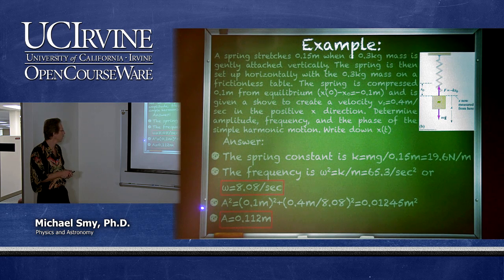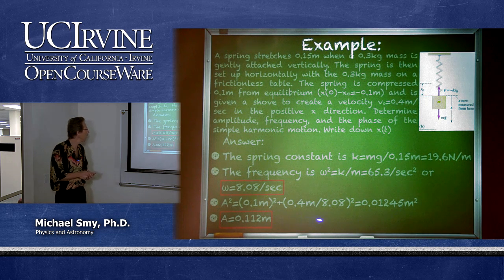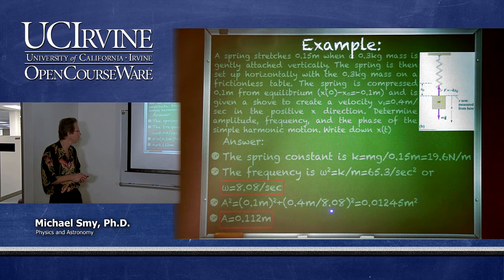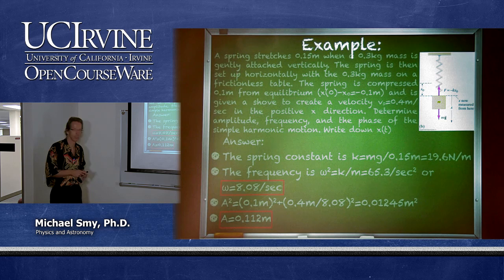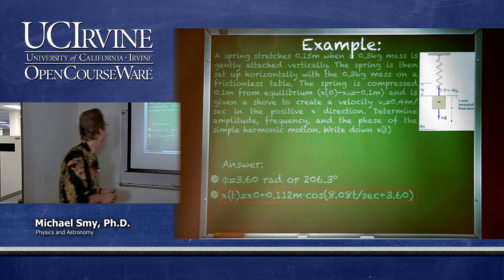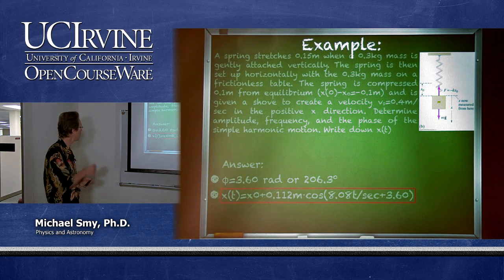So we use the relation for the amplitude first. We know that the amplitude squared is the sum of the initial deviation squared, the 0.1 meters, plus the initial velocity divided by the angular frequency. So that's the 0.4 meters per second divided by 8.08 per second. And then that's squared. And from that we get the amplitude squared as this, or the amplitude itself as 0.112 meters. So for the phase we need to use the sine and the cosine.